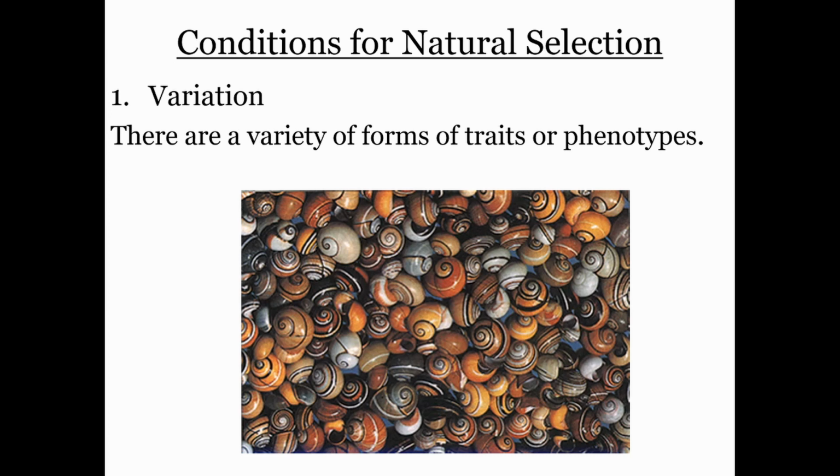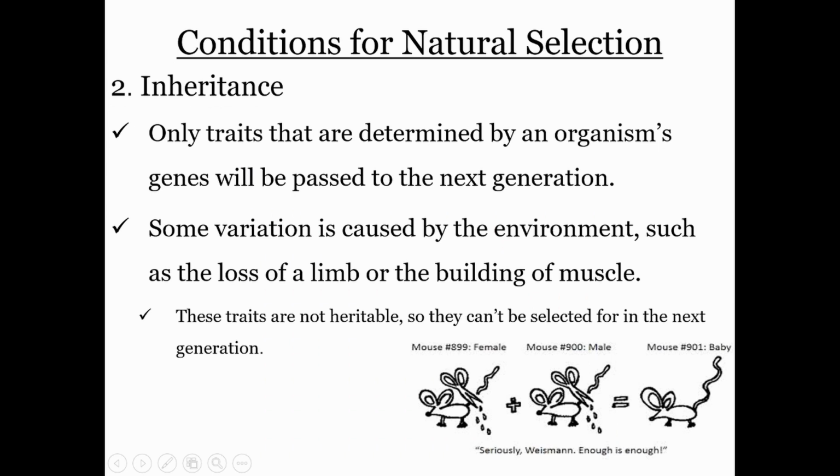So if we look at the picture here, we see all of these shells, and there's a variation in the color and stripe pattern that we see on those shells. This would be a group that has a lot of variation in it. Inheritance is our second condition. All of those different variations that we saw in the previous slide have to be genetically inherited. They have to be passed down from one generation to the next.